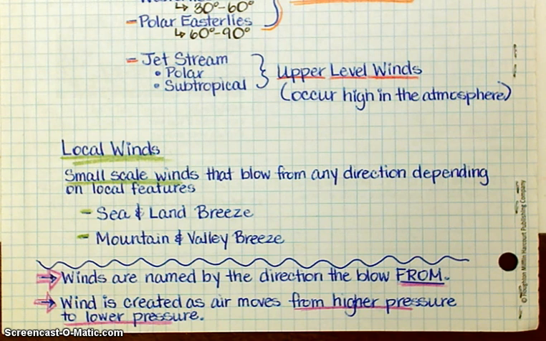Winds are named by the direction they blow from, as you've seen when we talked about the westerlies and the polar easterlies. Wind is created as air moves from higher pressure to lower pressure. Okay, so Lesson 1 is all about winds. So you need to understand the basic concept of winds.